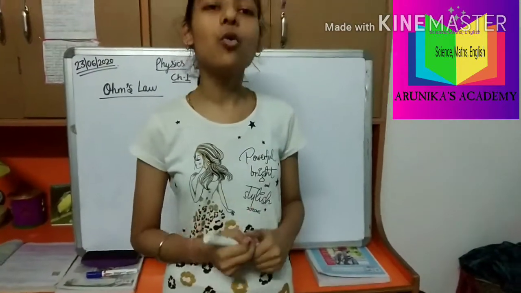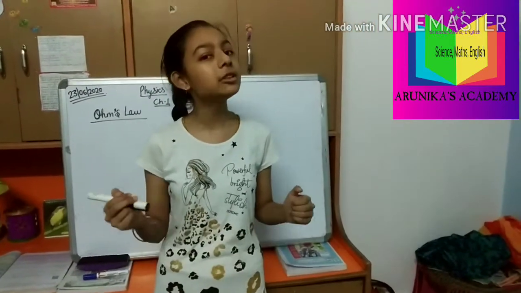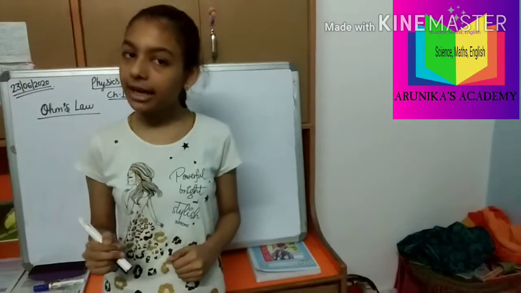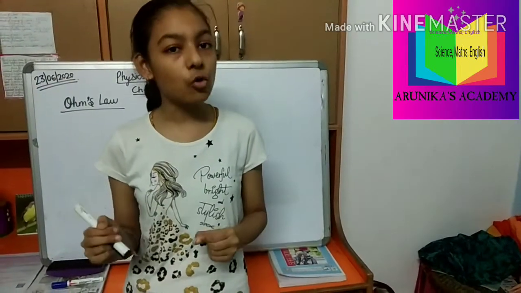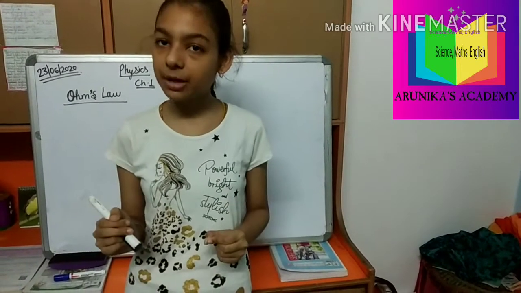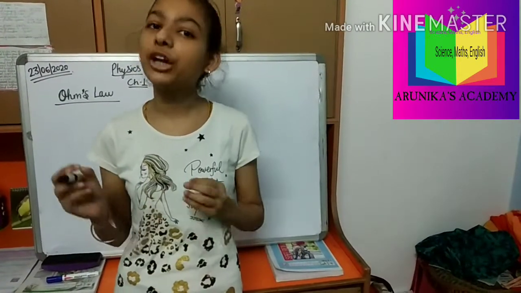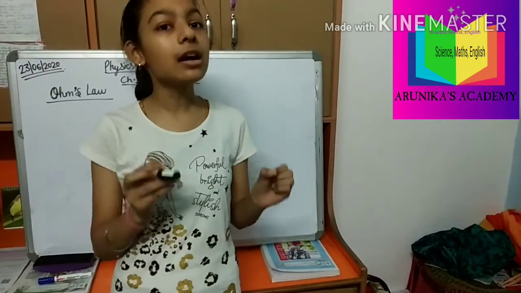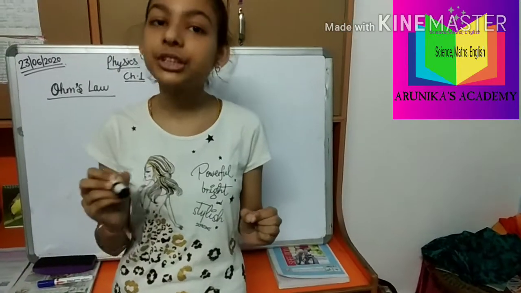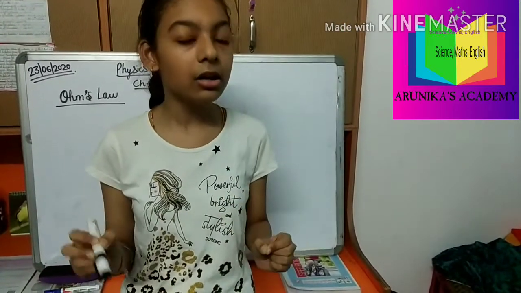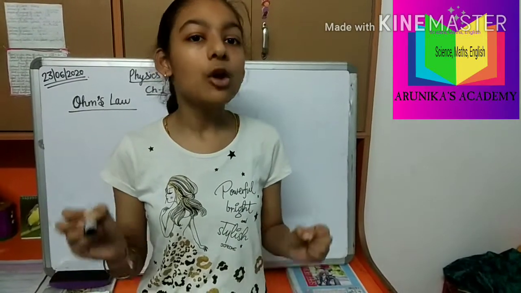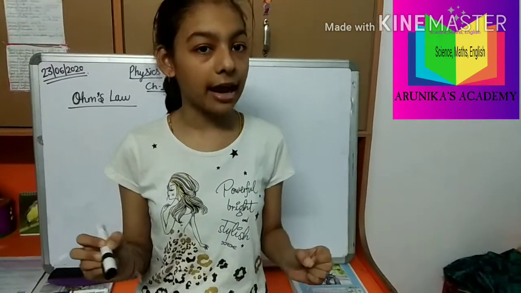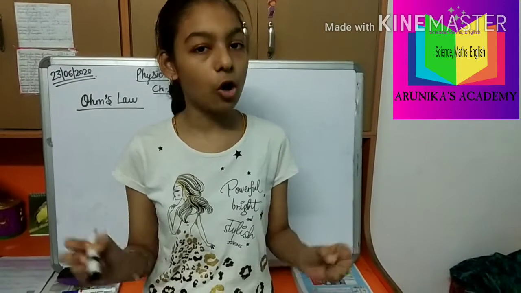So today we are going to study about Ohm's law. In 1828, a German physicist, Georg Simon Ohm, derived a relationship between current and potential difference. The current which is flowing through any conductor is directly proportional to the potential difference which is applied across its ends, is called Ohm's law.